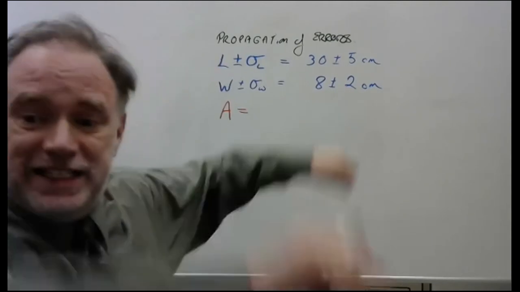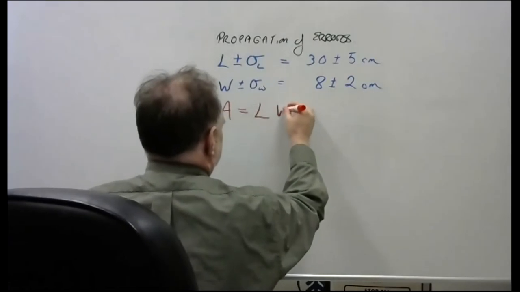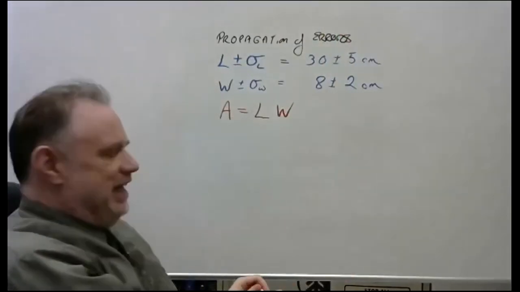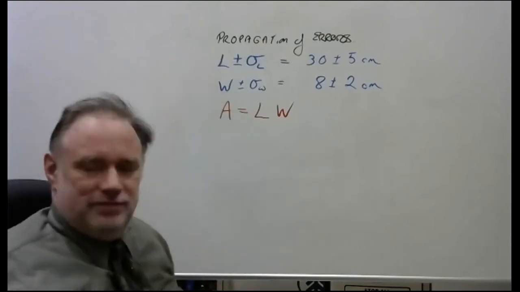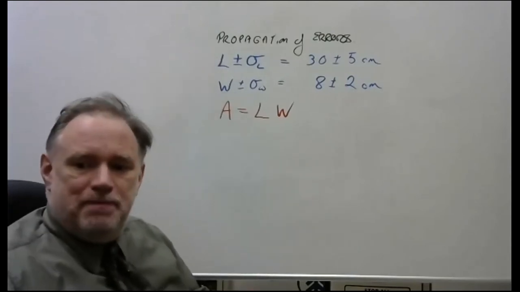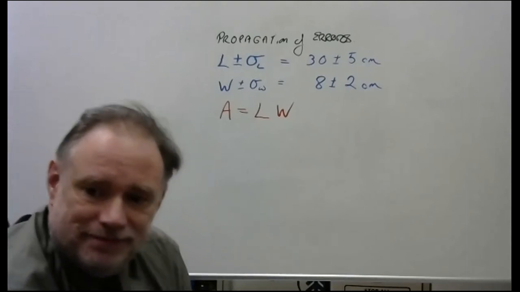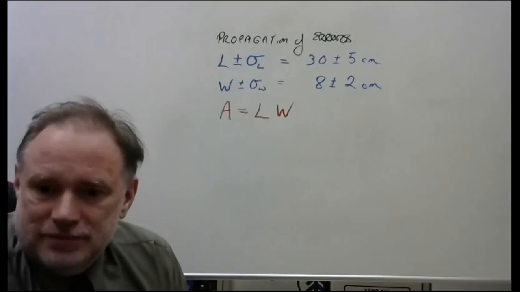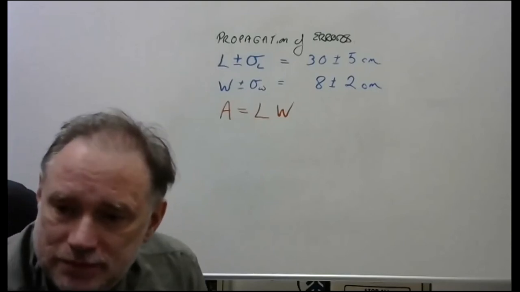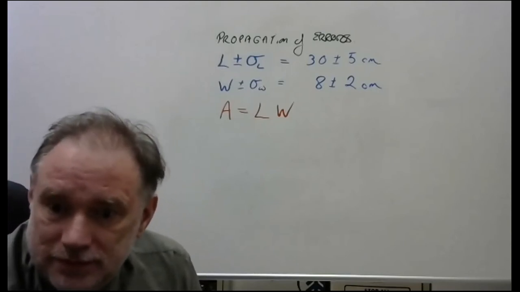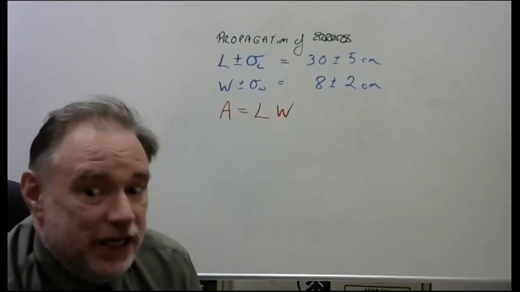Length times width. Yes. Length times width. That's it. All right. There we go. Length times width. Now, considering these numbers up here, what do you think is our best answer for what the area of the table is? I'm just going to calculate the area of the table. How would I do it? Any brave person want to guess?